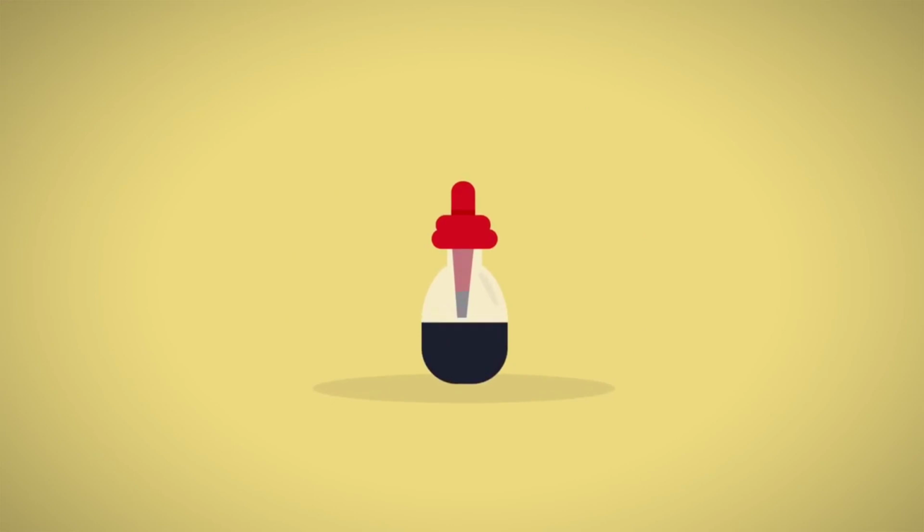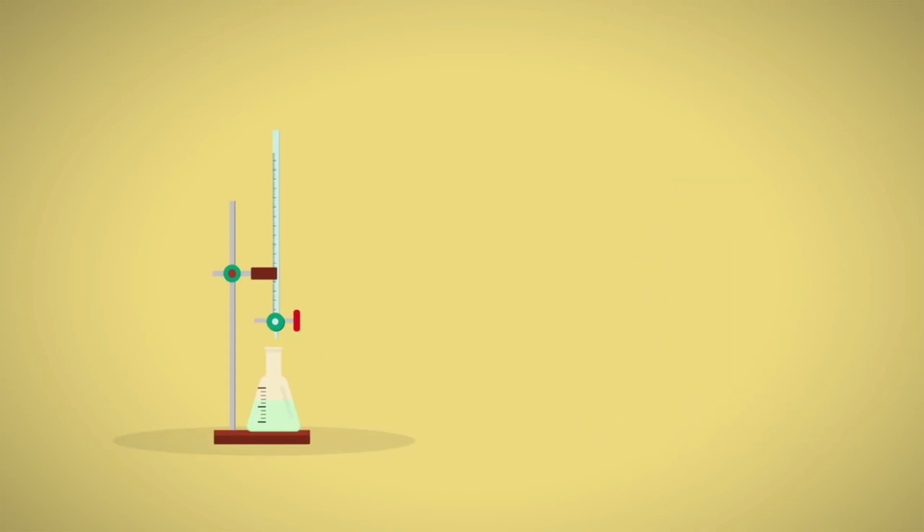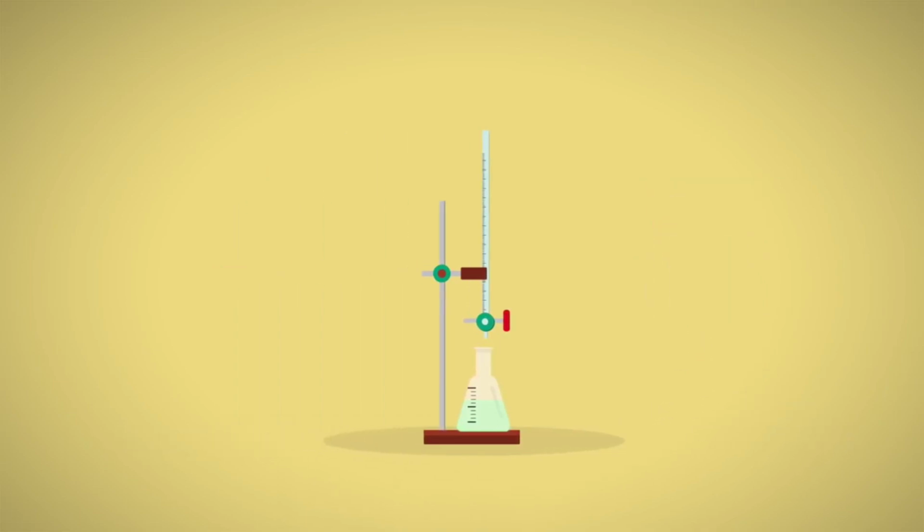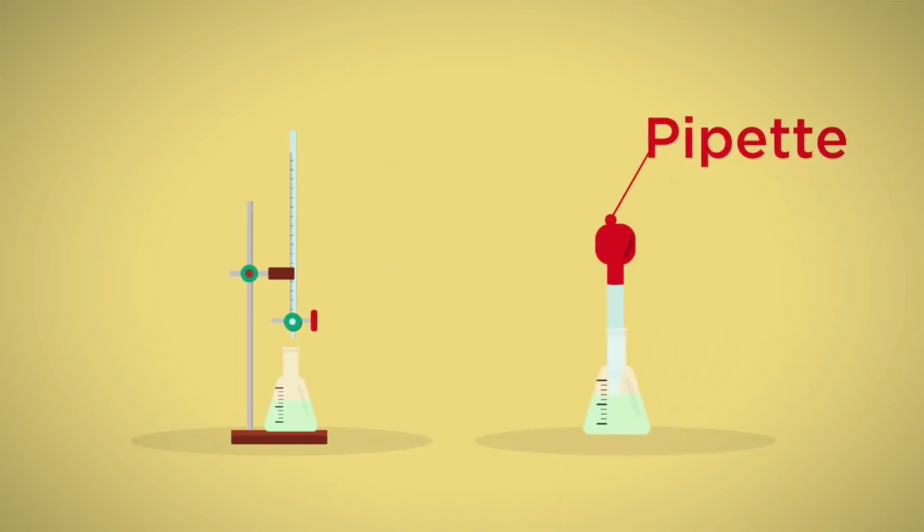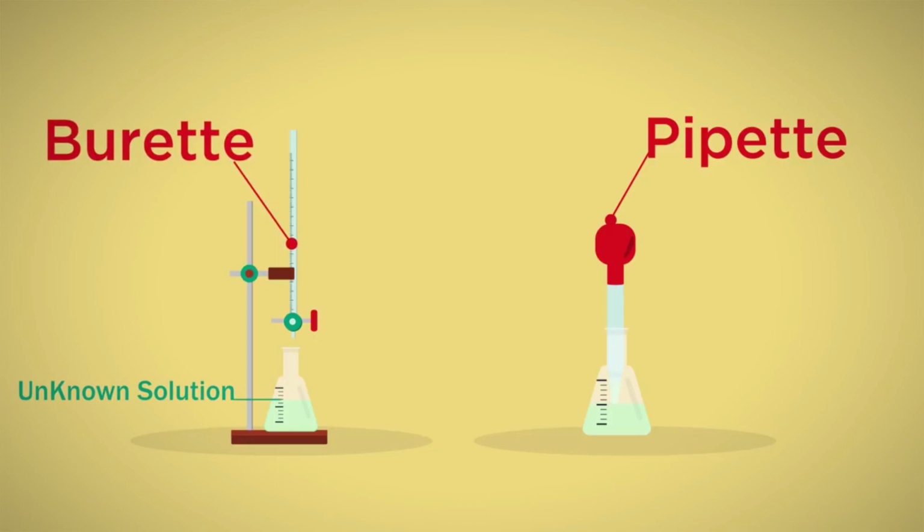All right, the apparatus needed for titrations looks like this. The pipette is needed to accurately measure a certain volume of the unknown solution into the flask. The burette is then used to accurately measure and add the known reactant to the unknown until the reaction is complete. The burette can measure up to 0.05 cubic centimeters accuracy.